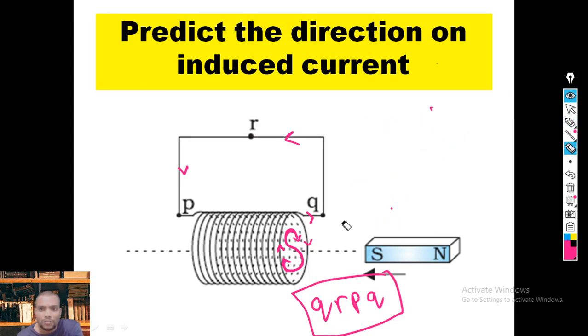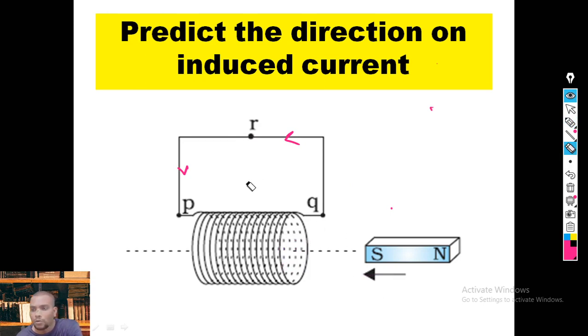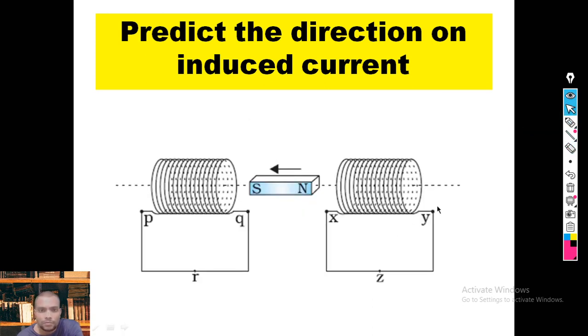What if the bar magnet moves in such a way between the two coils? Let me take one more example. In this case, the bar magnet is moving between two coils. So what is the direction of induced current in coil 1, and in coil 2 if I take the second coil? We know that if the south pole is approaching, the south pole should develop here.